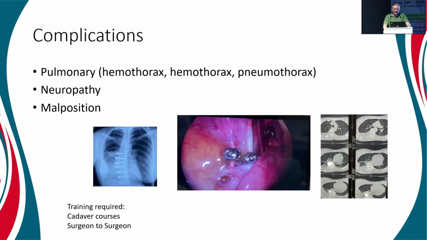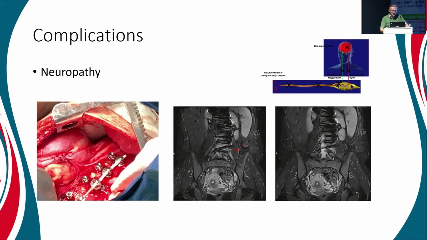Of course, we have complications after surgery. The main problem is with the thoracic spine. It's hemothorax, pneumothorax, neuropathy syndrome, sometimes malposition of the screw. For prophylaxis of complications, training is required, cadaver courses, and surgeon-to-surgeon visits to increase knowledge about this new method of correction.